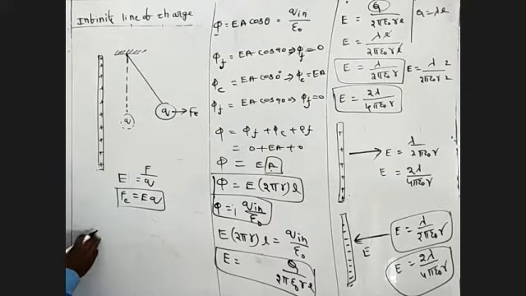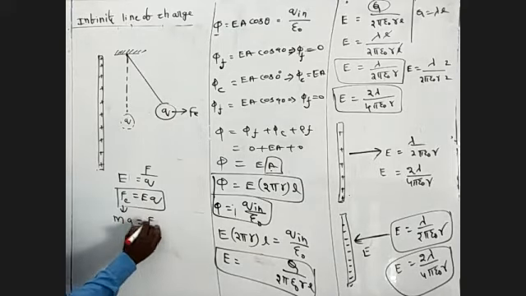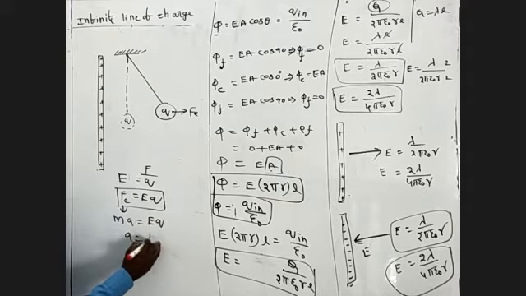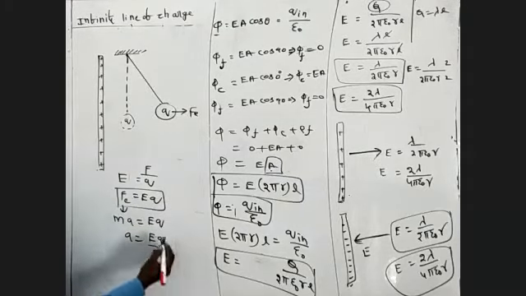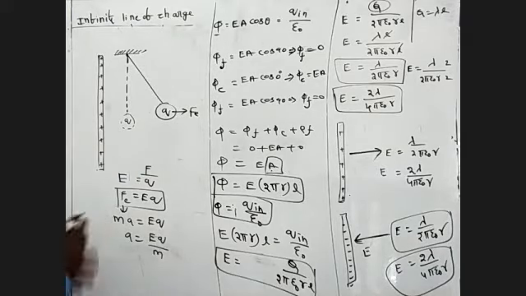Now we will see. According to Newton's second law, F is equal to ma. This is EQ, so a is equal to EQ by m. Do you know this very well?